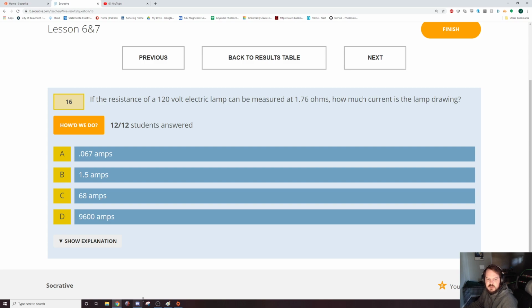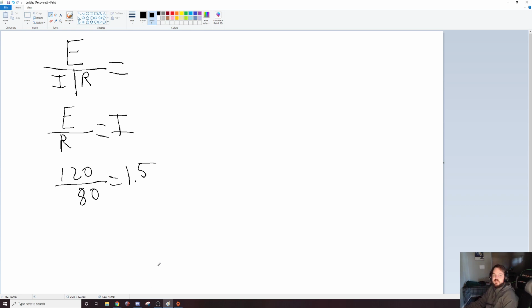This is basically the same question, just different numbers. So I'm going to show you this again. You just replace the numbers for E. Let me write this.